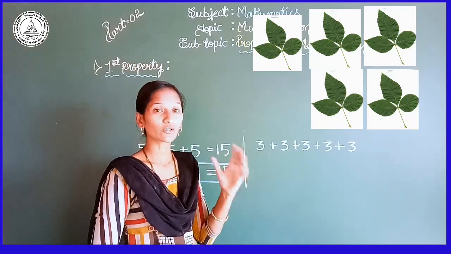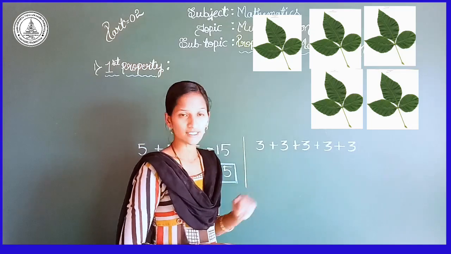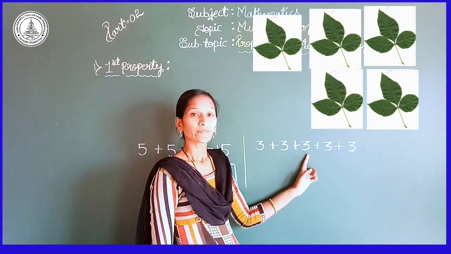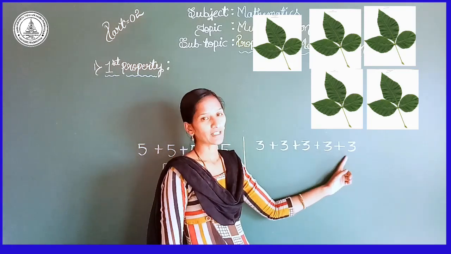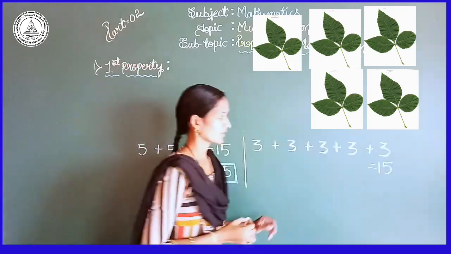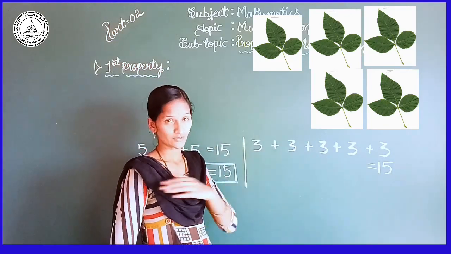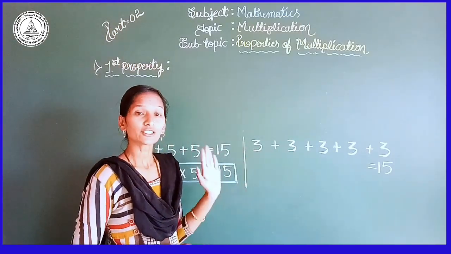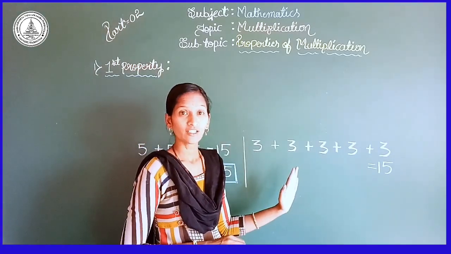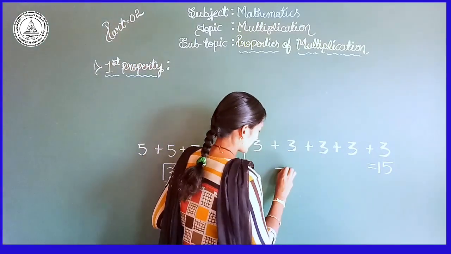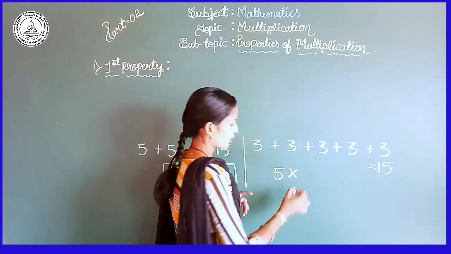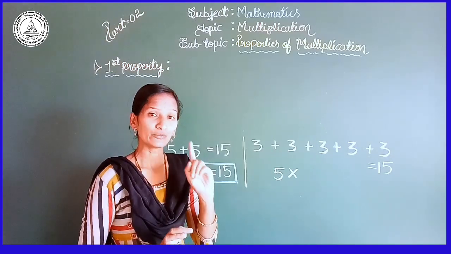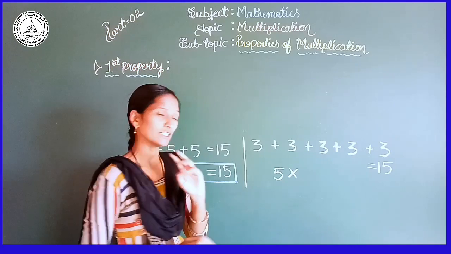So let's find out the total number of leaves by adding all these numbers. So 3 plus 3 is 6, 6 plus 3 is 9, 9 plus 3 is 12, 12 plus 3 is 15. So this is the total number of leaves. So now I am writing this as a multiplication fact. First, the total number of twigs is 5 here. So I am writing 5. Next, the symbol of multiplication, that is into. Next, how many leaves are there in one twig? It has 3 leaves.